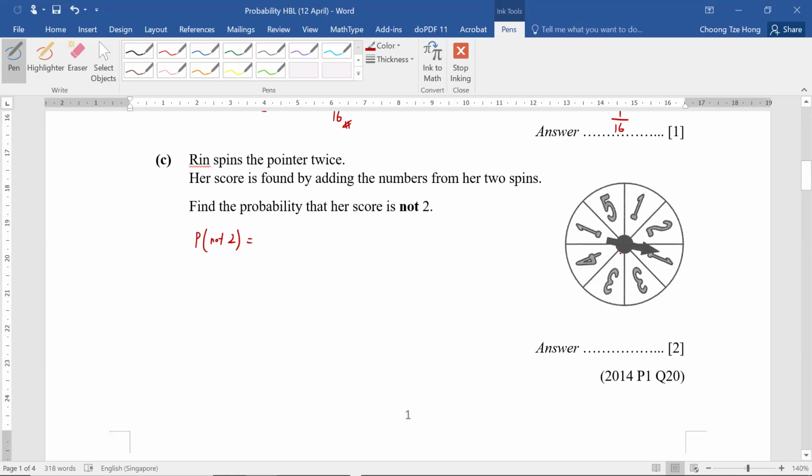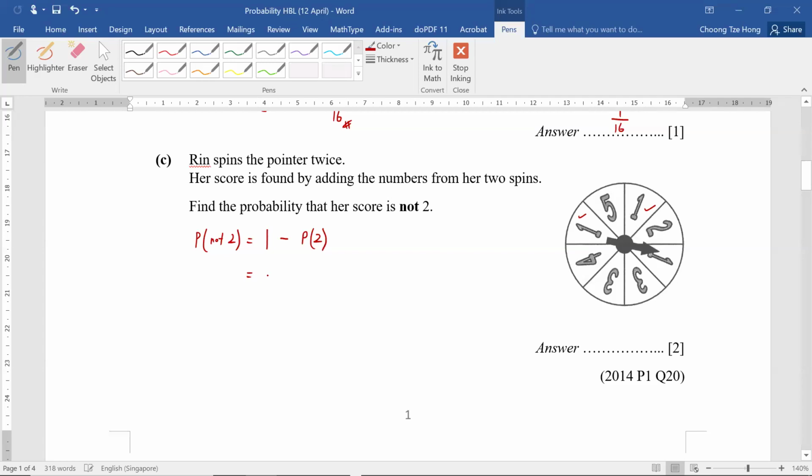Okay, if you think about it, the only way to get a 2 is first spin is 1, second spin also 1. Then you are going to get 2, right? Correct or not? Okay, so to get an outcome of 2, there's only one way to get it, which is first spin is 1, second spin is also 1. So to calculate the probability of not 2, instead of listing out all the outcomes for not 2, I will use the complementary case. I will use 1 whole, which is the probability of all the outcomes, minus the probability of getting a 2 for the total score.